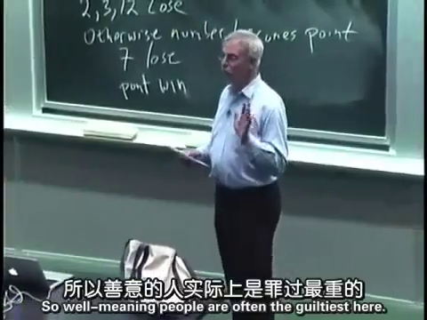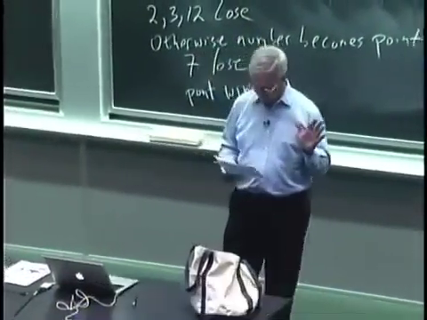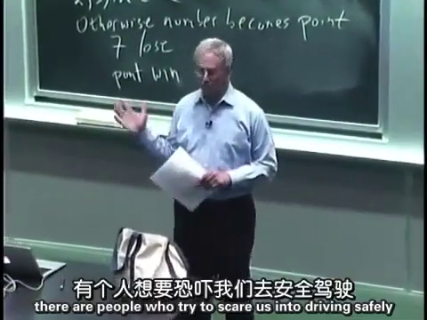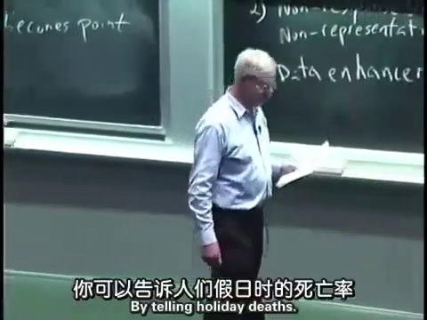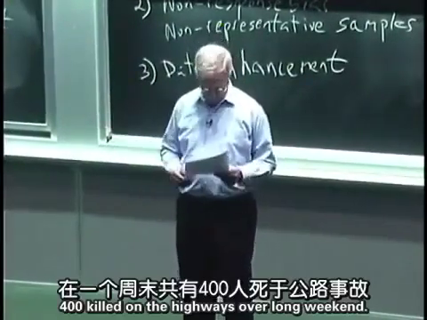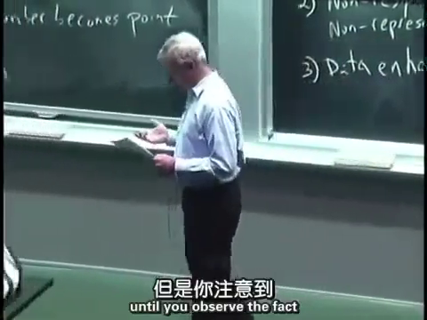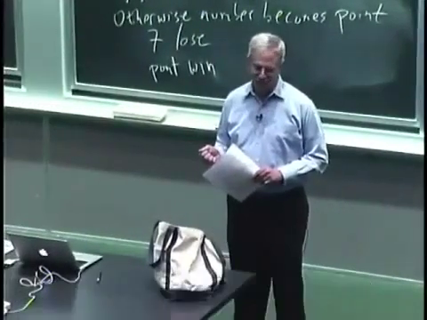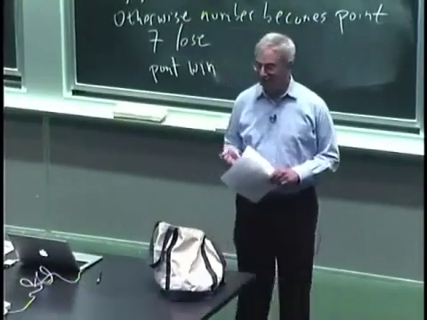So well-meaning people are often the guiltiest here. Here's another one of my favorites. For example, there were people who tried to scare us into driving safely. Driving safely is a good thing. By tallying holiday deaths. So you'll read things like 400 killed on highways over a long weekend. It sounds really bad until you observe the fact that roughly 400 people are killed on any 3-day period. And in fact, it's no higher on the holiday weekends.